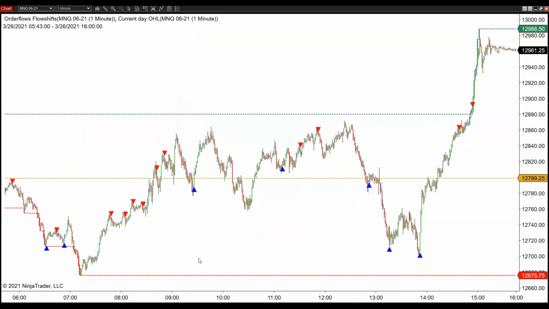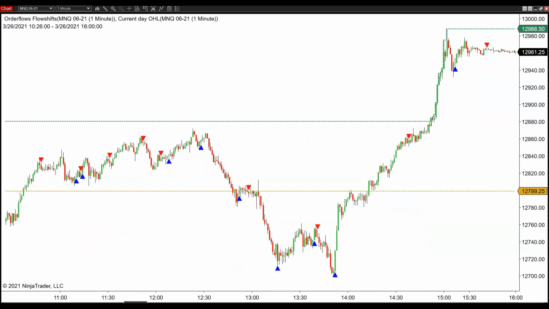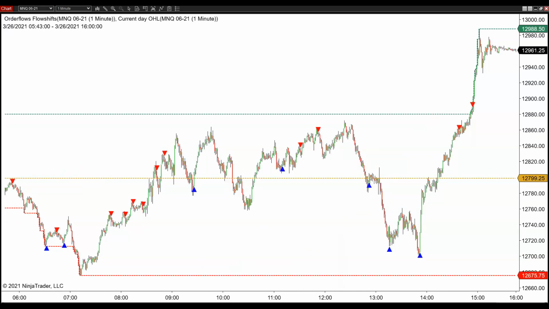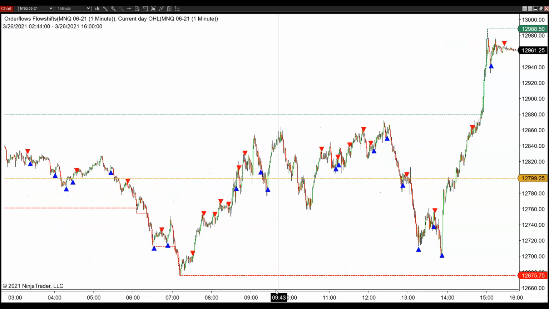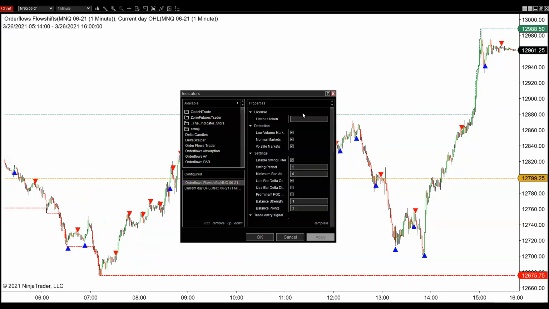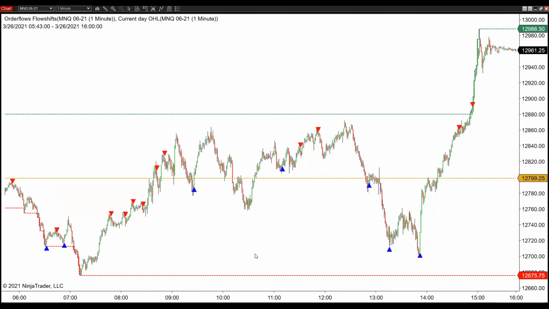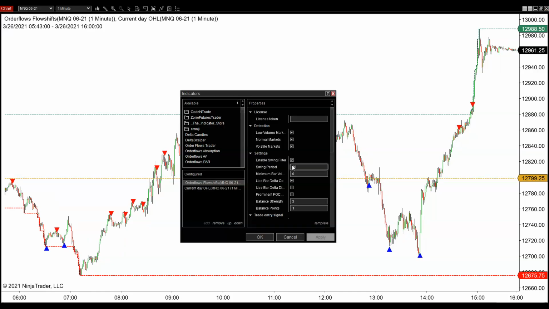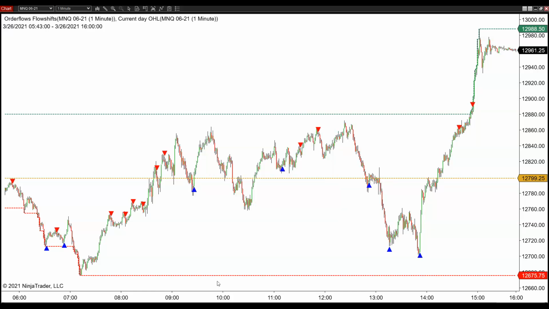Now, this is MNQ. I have two different charts here I'll show you on MNQ. These are both 1 minute charts, but the settings are slightly different. This one is my tighter one, so it's swing period of 2, 1, and 3 balance points. This one has a swing filter of 10, 3 and 1 balance points.